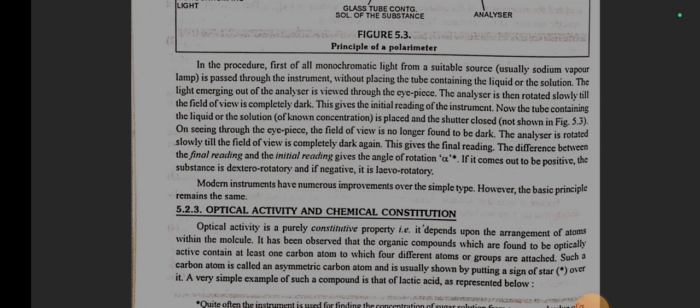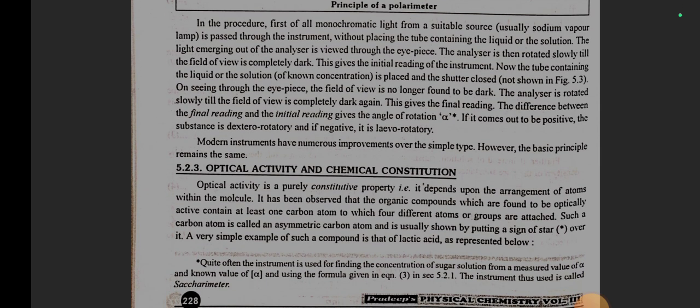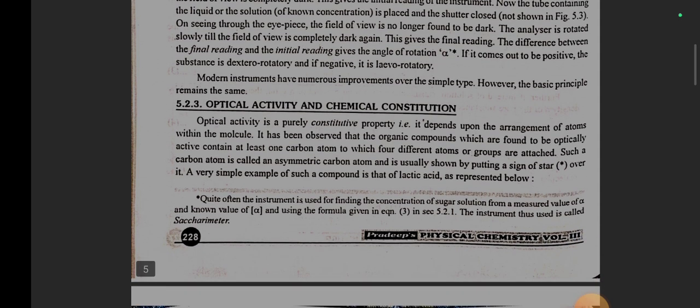Now the tube containing the liquid or the solution is placed and the shutter closed. On seeing through the eyepiece, the field of view is no longer found to be dark. The analyzer is rotated slowly till the field of view is completely dark again. This gives the final reading. The difference between the final reading and the initial reading gives the angle of rotation α. If it comes out to be positive, the substance is dextro-rotatory, and if negative, it is levo-rotatory.